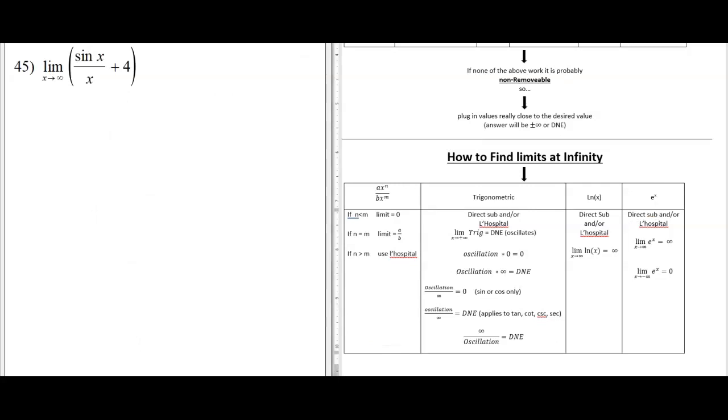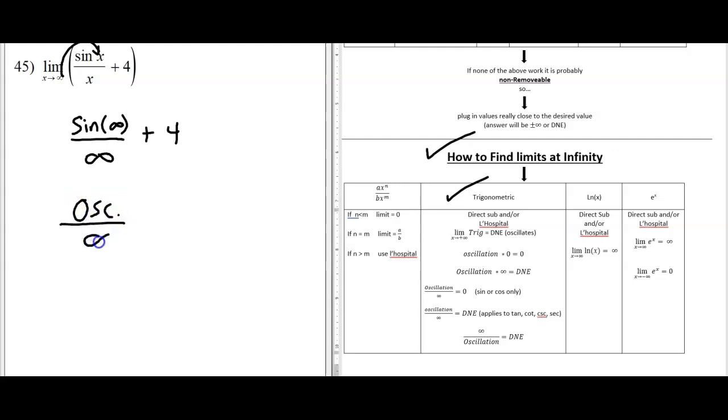So now we're going to do limits at infinity, but this time with trig functions. So let's go ahead and plug it in. So sine of infinity over infinity plus 4. Okay. Well, when you take the limit of any trig function at infinity, it oscillates. And if you're dealing with sine or cosine, which we are, an oscillation over infinity just becomes 0. And so this one is also 4.